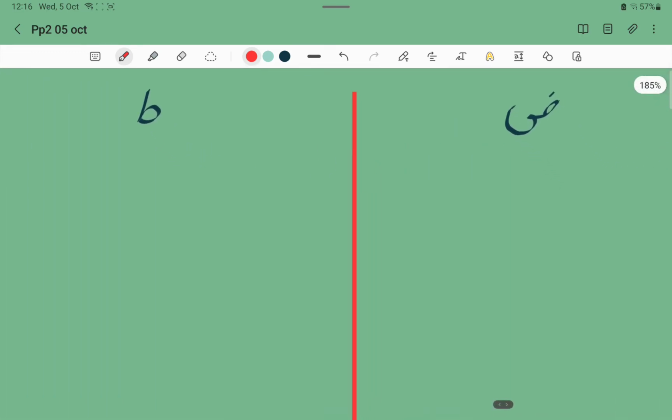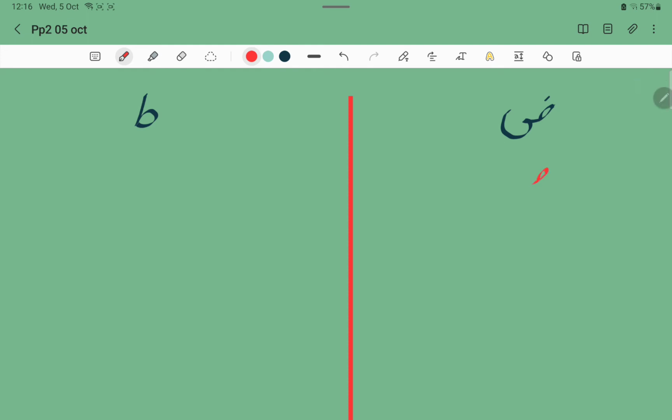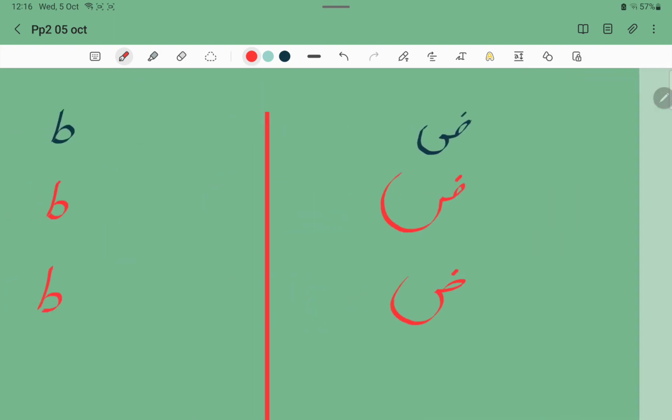In Urdu, you have to practice writing Zwad and Ta. Read it along and write it. Zwad. Ta. Practice writing it a full page.